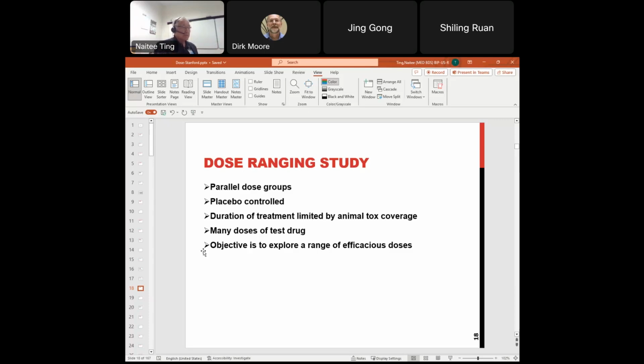All right. The objective is to explore a range of efficacious doses. The key word here is explore. We're not trying to confirm any dose that works or not. We're not trying to make a decision. Although people say, Naitee, we want to make a decision. No, dose ranging by itself, by nature, is exploratory. We're just exploring the range of doses that is both efficacious and safe, and we can only explore. Remember, minimum effective dose is mission impossible.